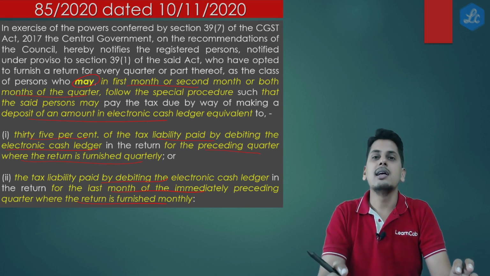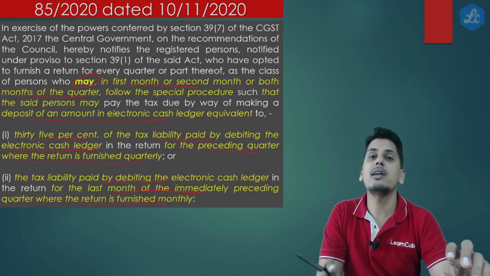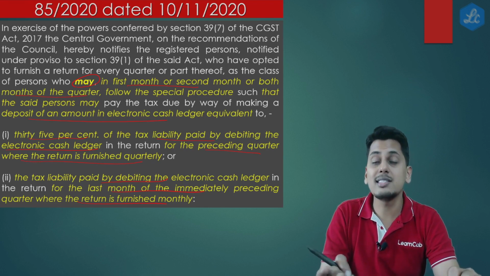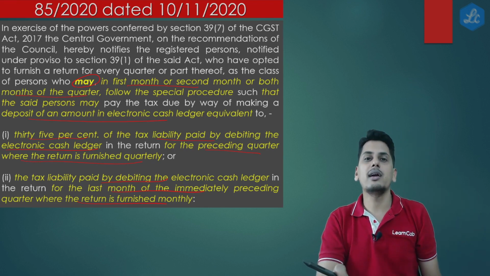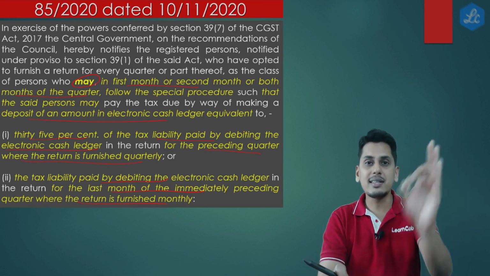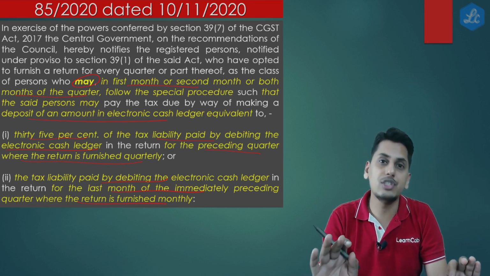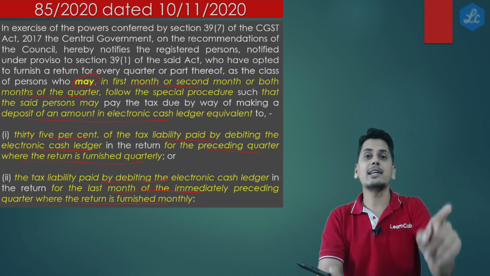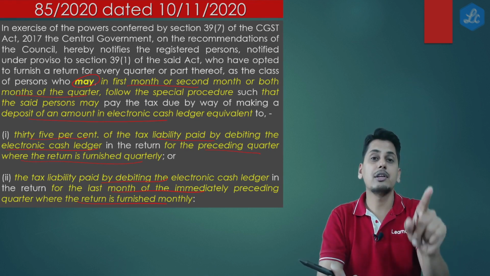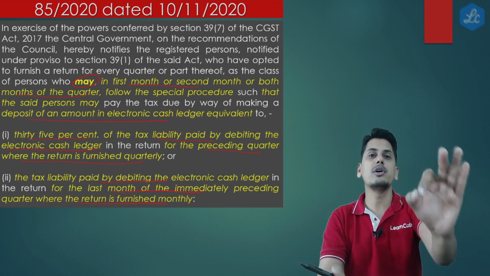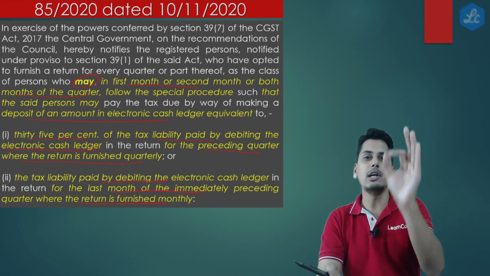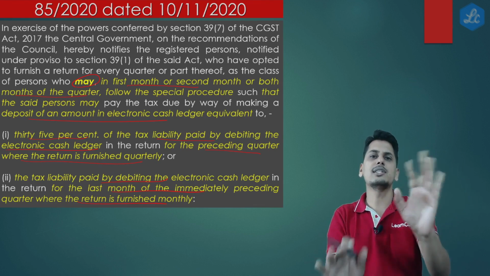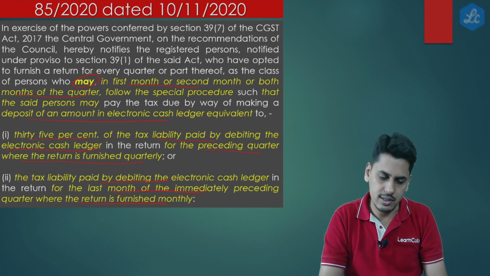So friends, this is a simple method or a special procedure. We can call it the fixed sum method. Why fixed sum method, friends? In this special procedure, the amount which you are going to pay is a fixed sum. It is a percentage of the liability which you have discharged through your cash ledger in the preceding tax periods. And the amount of tax which you are going to pay is going to be fixed for the first month as well as the second month. The amount is going to be the same. When you calculate the liability for the first month, same calculations. When you calculate the liability for the second month, same calculations, same amount. I am sure you are able to follow this.